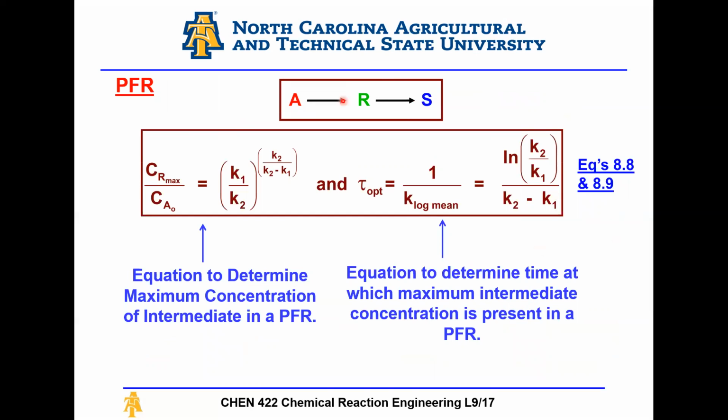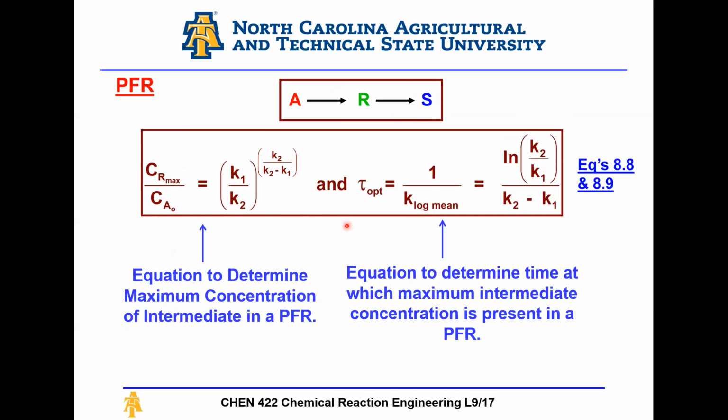So in a PFR, A going to R going to S, I have two equations which you need to know. The first equation here, as you can see, is the maximum concentration of R, CR max over CA naught, which is the initial concentration of A, is equal to (k1 over k2) to the power of k2 over (k2 minus k1). k1 is the reaction rate for this reaction, k2 is the reaction rate for this reaction. This is the equation which will determine the maximum concentration of intermediate in a PFR. So if I want to determine the maximum concentration of R, I have my reaction rates, I plug in my numbers, I get my CR max.